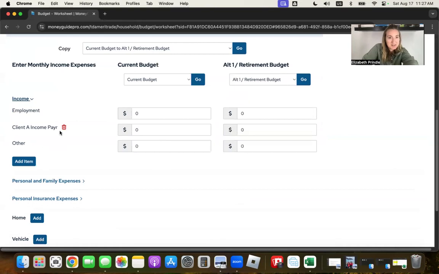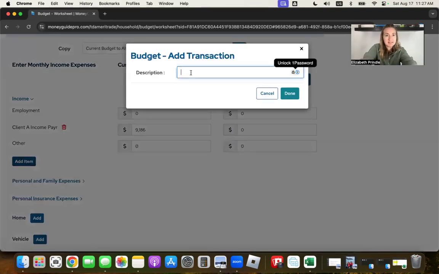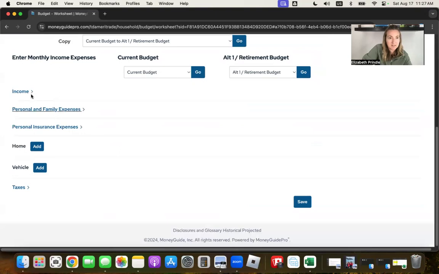So great. We have client A income. I'm limited in characters in this. Again, this could be spreadsheets. You don't have to be super, so I took the weekly pay, net pay, multiplied it by 52 weeks and divided it by 12. Great.